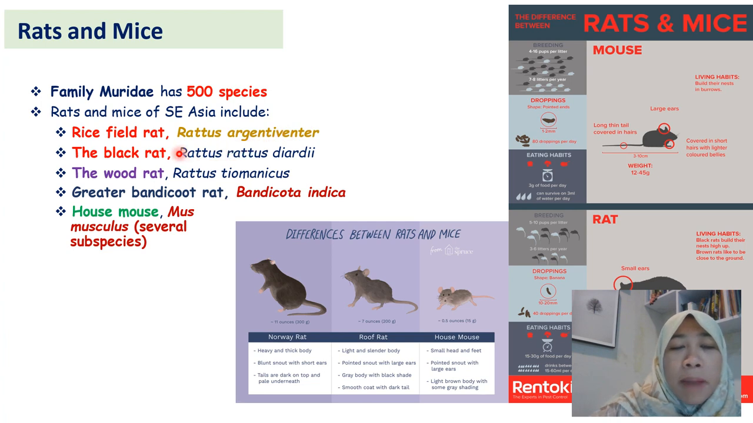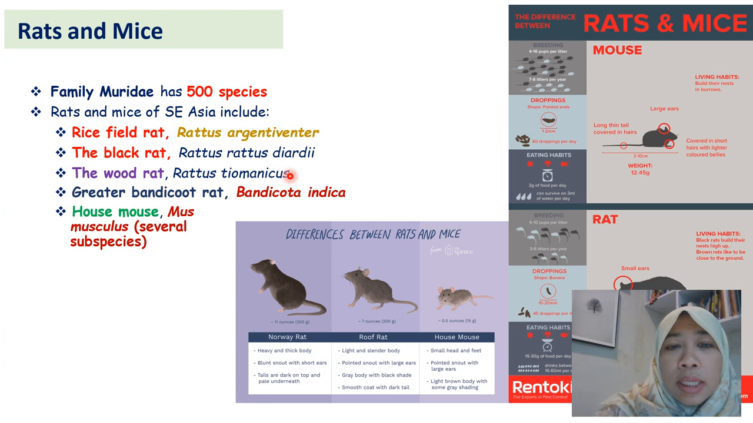And then the black rat, Rattus rattus diardii. We can find this species in the house. Basically, in the house, we can find these two kinds of species, Rattus rattus diardii and Mus musculus. In the house, the species is different from when the rat is attacking the paddy field. That species is Rattus argentiventer, and the other species that attacks palm is Rattus tiomanicus.